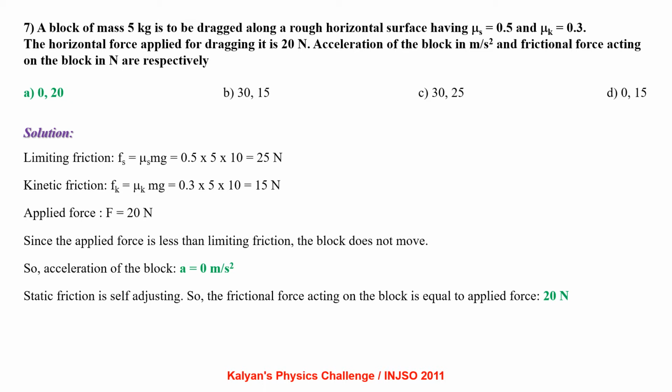Limiting friction Fs equal to mu s into N, that is mu s into mg, which comes out to be 25 Newton. Kinetic friction Fk equal to mu k into mg, that comes out to be 15 Newton. Applied force is 20 Newton. Since the applied force is less than limiting friction, the block does not move. So the acceleration of the block is 0 meter per second square.